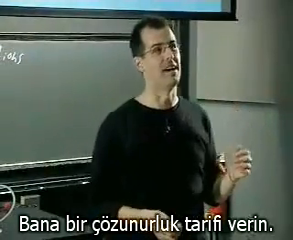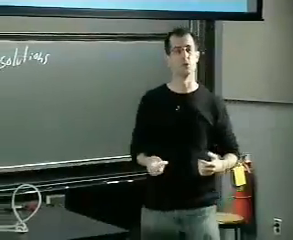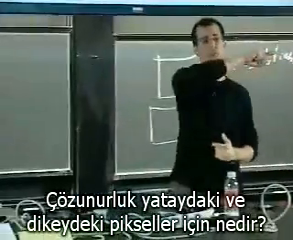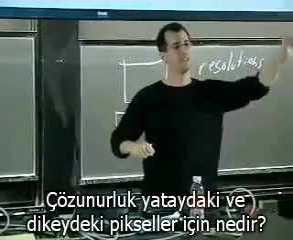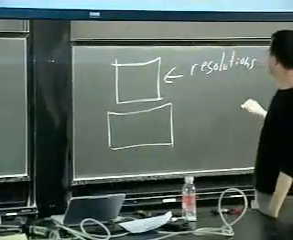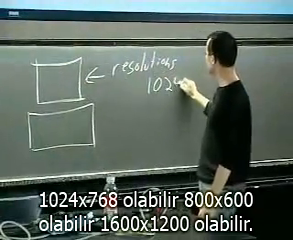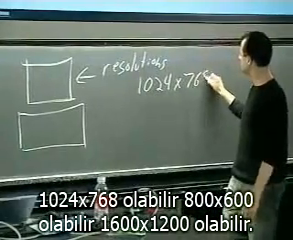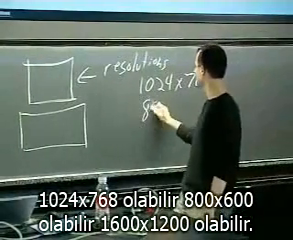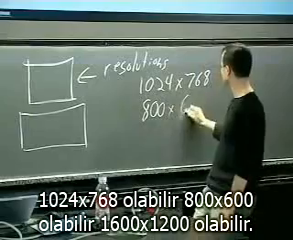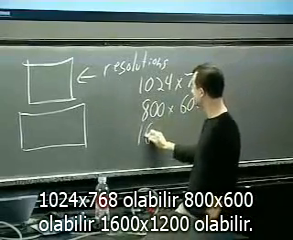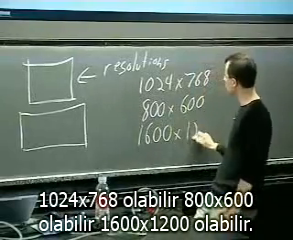Give me a resolution. Anyone at all? A common resolution. What is resolution? Well, that's just the number of pixels across and the number of pixels down. So what's the common resolution? Well, something like 1024 across by 768 down. Something like 800 by 600. Something even like 1600 by 1200.